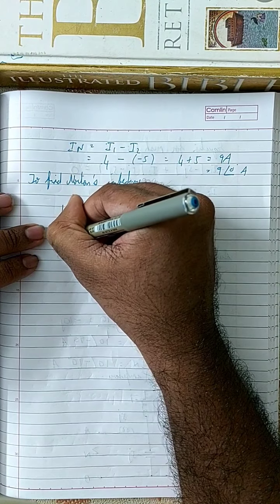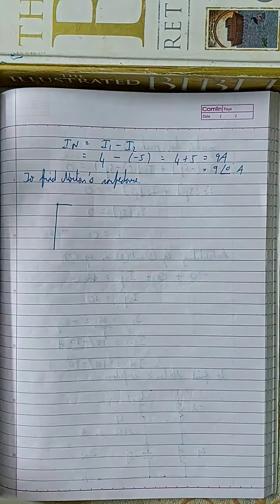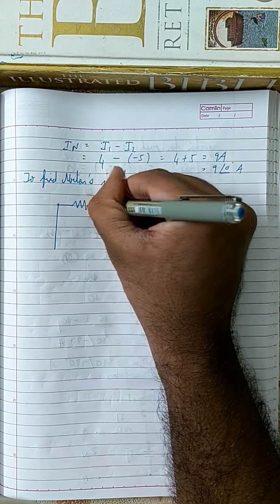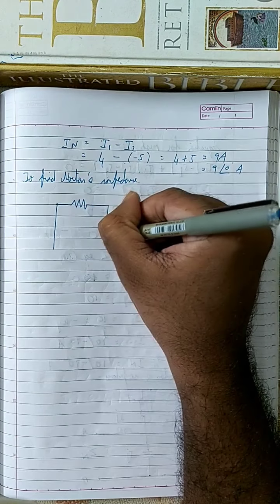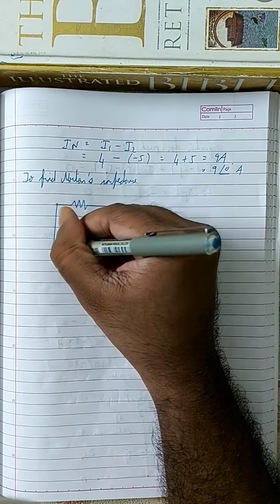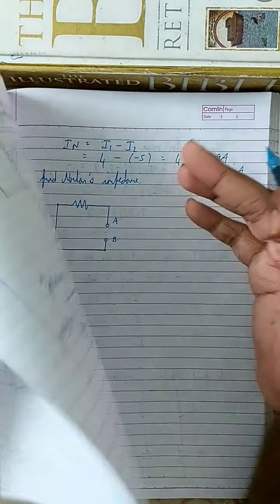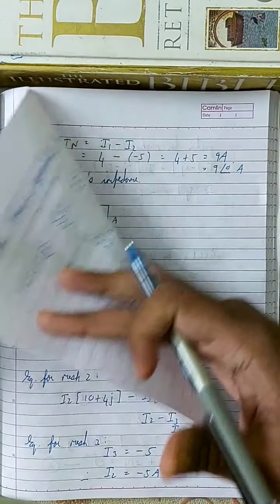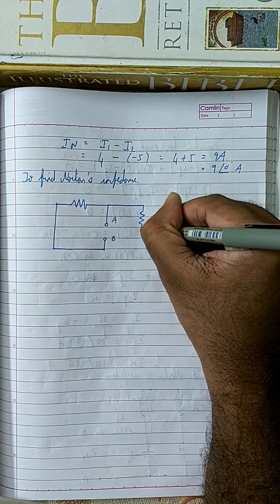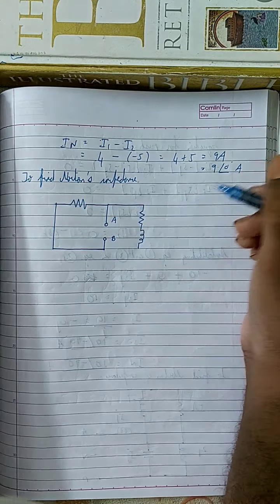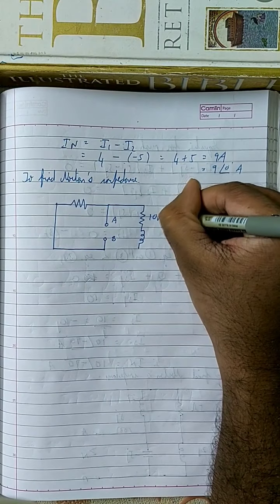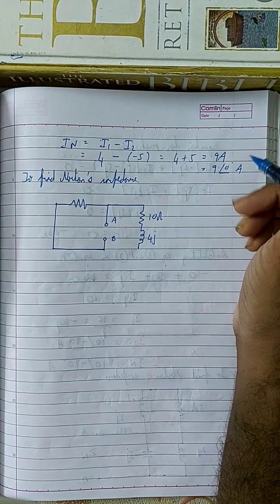That is, this side will be shorted. Then you have a 5 ohm resistor. Then you have the open terminals A and B. This is A, this is B. Then you have the resistor and the inductor. This is 10 ohm and this is 4J.